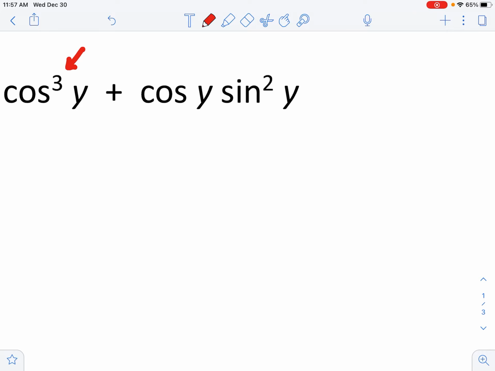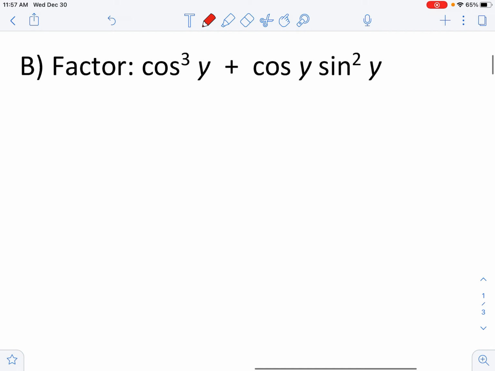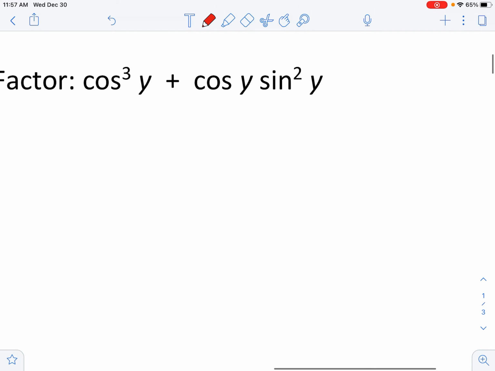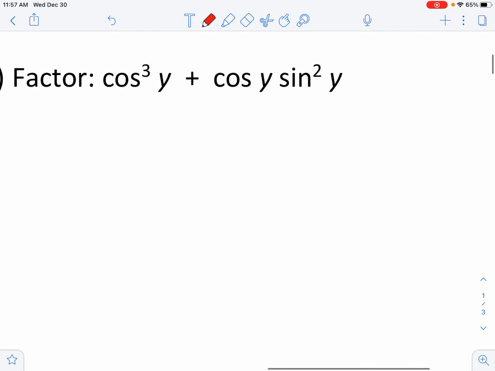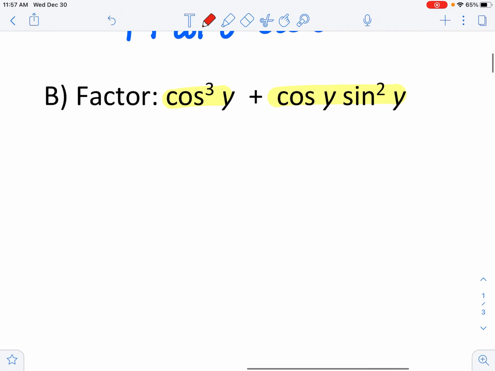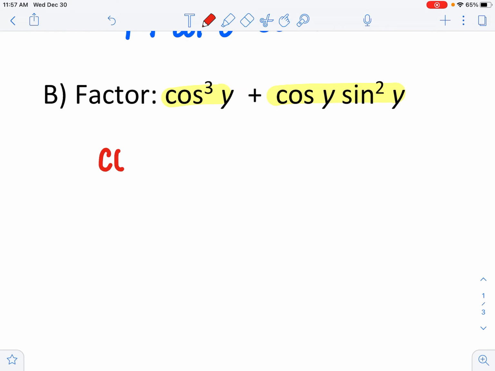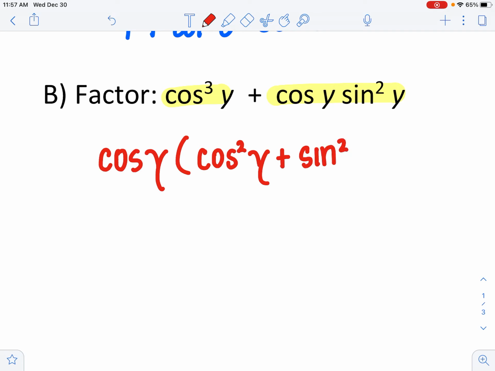In order to do that, I would have to factor it. Okay, so if you see a cube or a fourth power or anything like that, factor it. Whenever I'm factoring, the first thing I always look for is a GCF. So I'm going to look at my two terms. Here's one term, two terms. Do they have anything in common? They have a cosine in common. So I'm going to factor out cosine of gamma. When I do that, I have cosine squared of gamma plus sine squared of gamma.